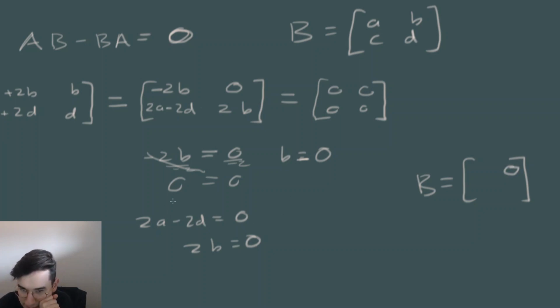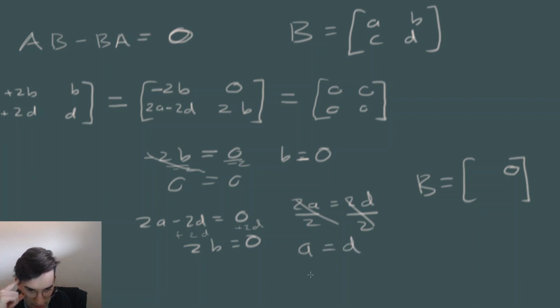Now let's take a look at this one. 0 equals 0. Okay, thanks. That tells us nothing. I think that tells us that there's a free variable. Okay, 2a minus 2d. So if we add 2d to both sides, then we get 2a equals 2d. Divide both sides by 2. Okay, whatever a is, it is equal to d. So a equals d.